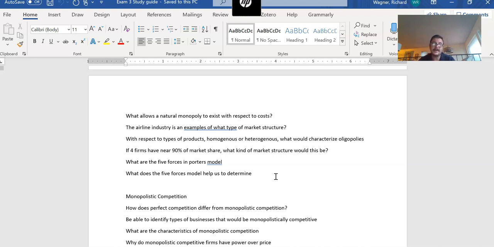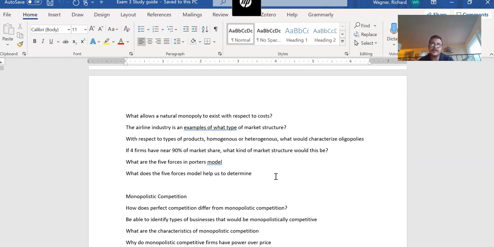Here's one example. Airline industry is an example of what type of market structure? This goes along the line of an oligopoly. There's not a lot of these firms. They sell similar things, but ultimately there are just a few giant firms. With respect to type of products, homogeneous or heterogeneous, what would characterize oligopolies? They have heterogeneous products, not exactly identical. That's all that's saying. If 4 firms have nearly 90% of market share, what kind of market structure would this be? That means 4 firms have almost all of the sales. That's an oligopoly for sure.